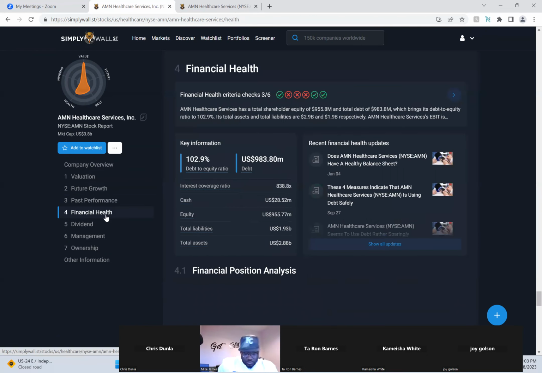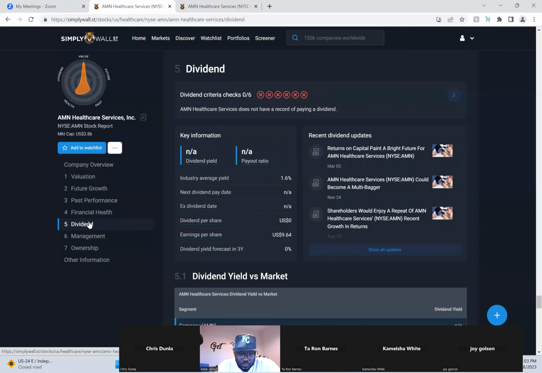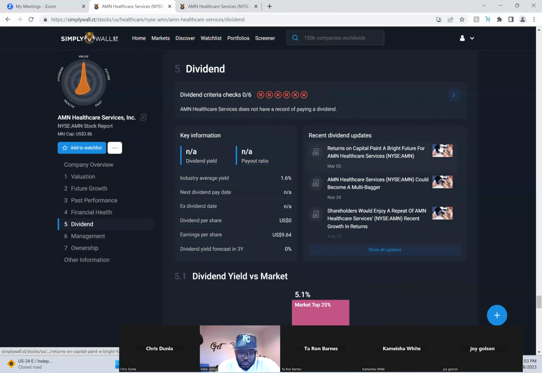The financial health of the company, and this is what it is. Look at all that debt. The debt to equity ratio is 102%, which means they have more debt than they have equity. That's scary for me. Dividend, doesn't pay a dividend. Y'all know me. If the company's not paying me to hold it and I can't get mailbox money when I'm asleep, I don't want to touch it.